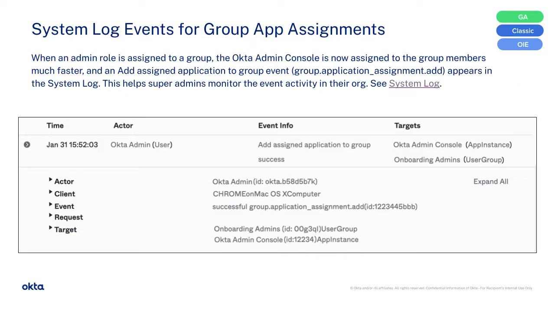When an admin role is assigned to a group, the Okta Admin Console is now assigned to group members much faster, and an Add Assigned Application to Group Events appears in the system log. This helps super admins monitor the event activity in their organization. See System Log for more information.